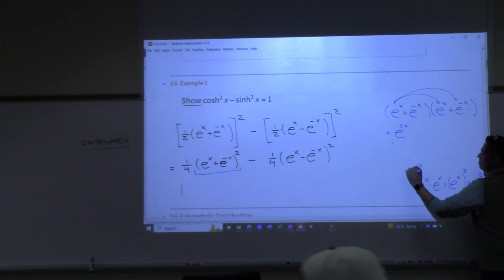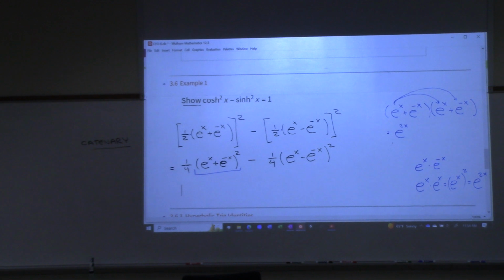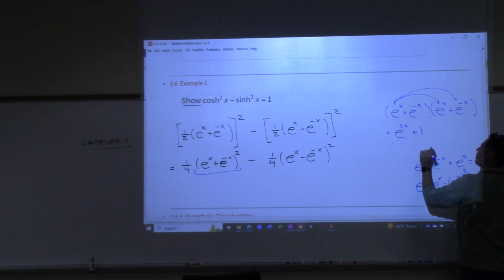I'll do that right here. You're doing e to the x times e to the negative x, right? That's what you're doing? Let's do the one where you add the powers, because x plus x gave us 2x. Let's add these. What's x plus negative x? 0, right? So that's e to the 0, but what's e to the 0? 1, because anything to the 0 is 1 except for 0 to the 0. So I should get a plus 1 here.